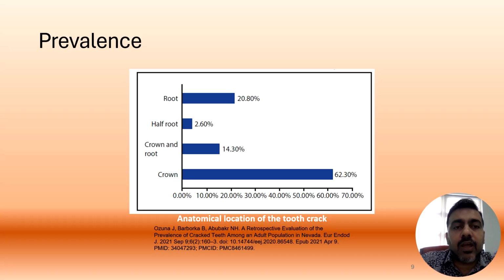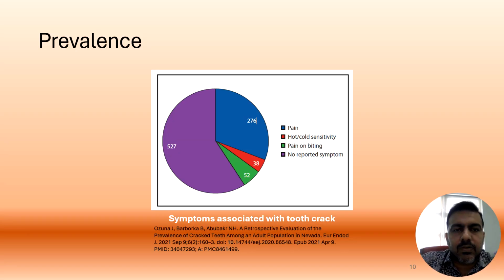The most commonly reported anatomical location of the crack was in the crown, accounting for 62.3%, while 2.6% were reported in the root. Vertical cracks were reported as the most common crack orientation, and teeth with amalgam restoration had a higher reporting of cracks compared to teeth with resin composite restorations. For symptoms associated with cracks, pain was the most common descriptor, followed by thermal sensitivity and pain upon biting or chewing.